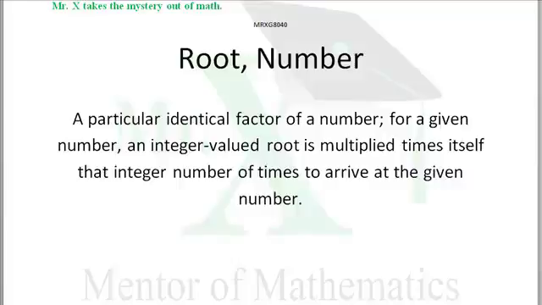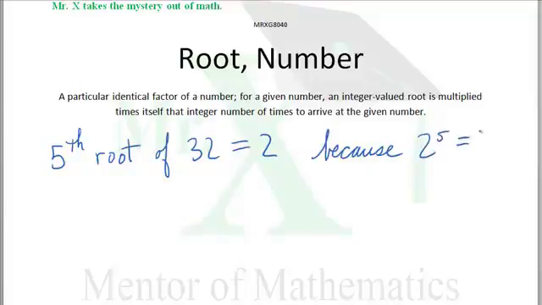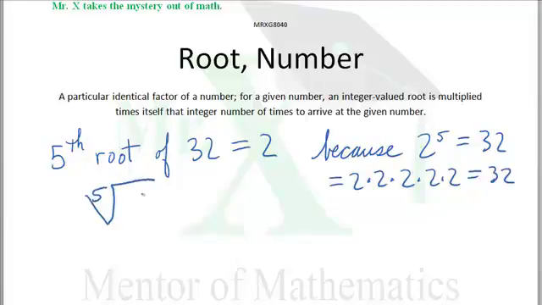For example, the fifth root of 32 equals 2, because 2 to the fifth power is 32. And what that means is 2 times itself 5 times. We would also write it this way. The fifth root of 32 equals 2.